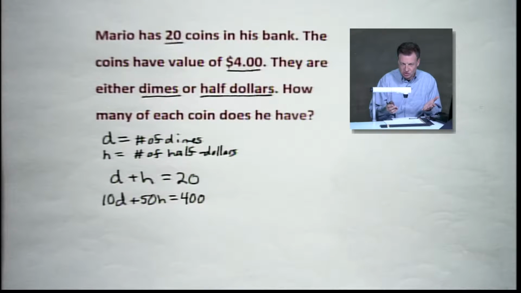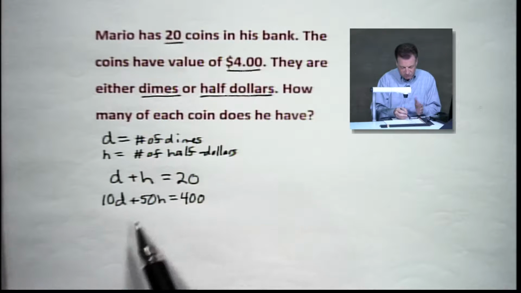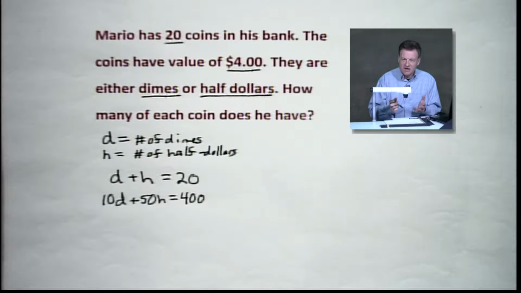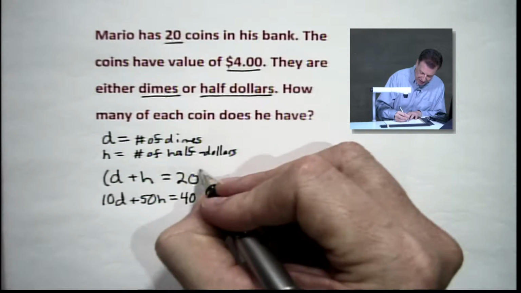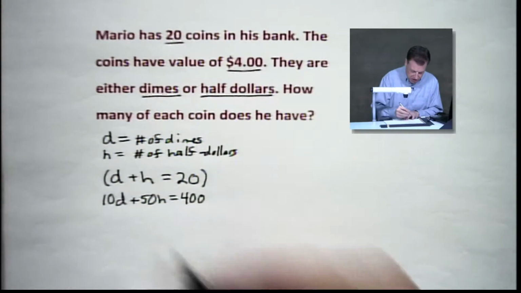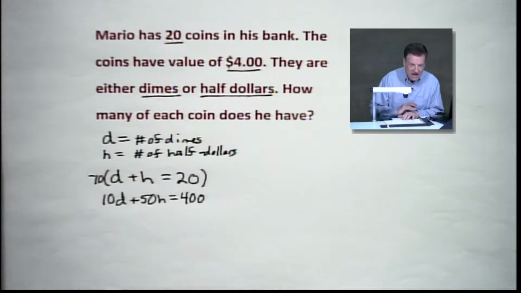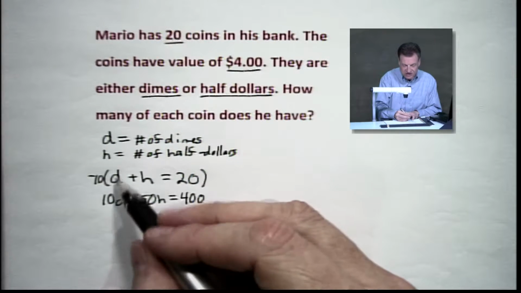Well, we could do substitution. We could get D or H by itself and do substitution. We could also line them up, move them out like we did last week with an elimination approach. I'm going to go elimination, all right? Because this one is kind of begging me to do that. It really is. So we're going to put a negative 10 right out there in front because I'm going to get the D's to eliminate.